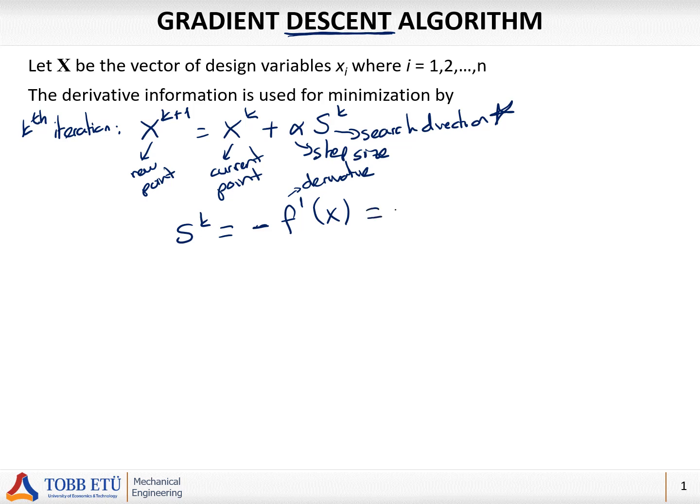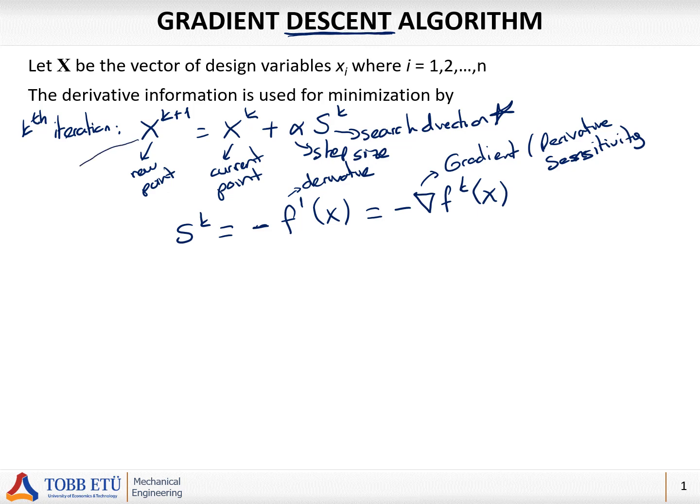And this is also shown with the gradient sign, delta f_k(x). K is the iteration number. This is called the gradient or derivative, or also sensitivity. These all have the same meaning. So if we write this in here, then we have x_{k+1} equals x_k minus alpha, the step size, which can be constant or changing. In this class, we will assume that the step size is constant at each iteration, times delta f_k(x). And when we write this, this becomes the gradient descent algorithm.